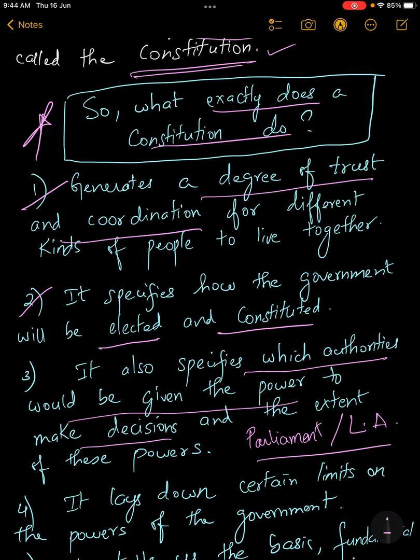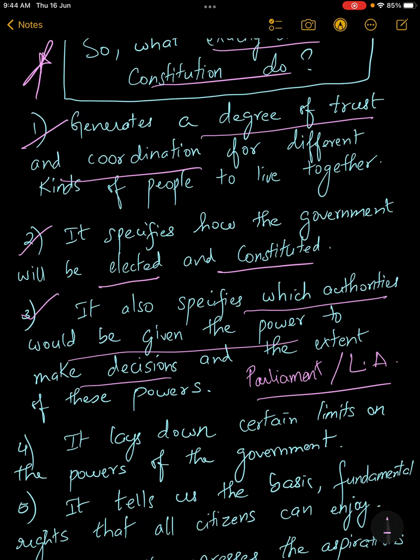Obviously, Prime Minister doesn't have unlimited powers. President does not have unlimited powers. So where are all of these mentioned? All of these are mentioned in the Constitution itself. Am I being clear? And this, the fourth point, is very important. It lays down certain limits on the powers of the government. Government cannot have uncontrolled power. Otherwise it becomes a dictatorship. I think that's quite understandable.